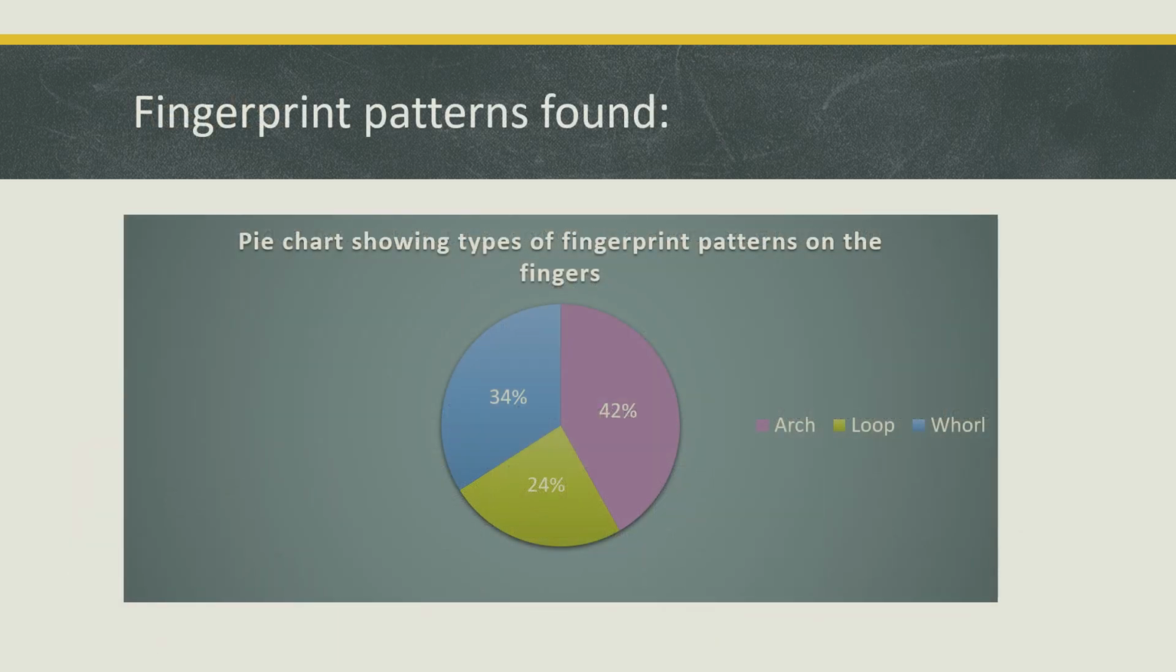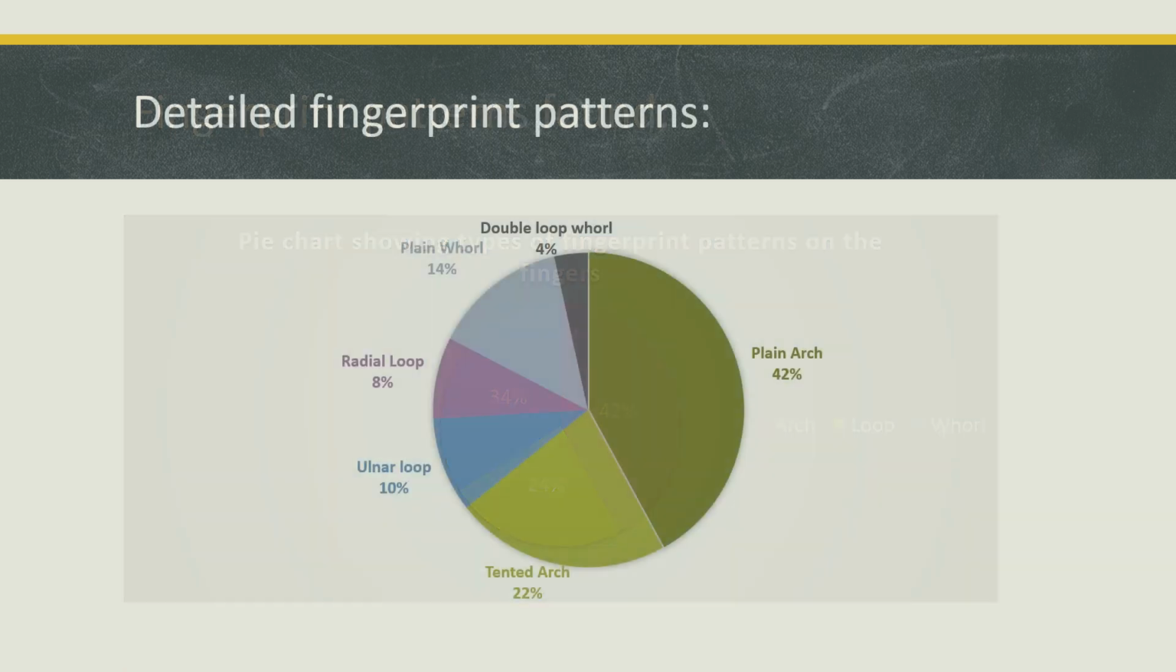Fingerprint patterns were divided into main categories, which were arch, loop, and whirl. Categories were then divided into subcategories, which were the plain arch, tented arch, ulnar loop, radial loop, plain whirl, and double loop whirl. As you can see, the plain arch with 42% was in the majority, and the double loop whirl with 4% was in the minority.